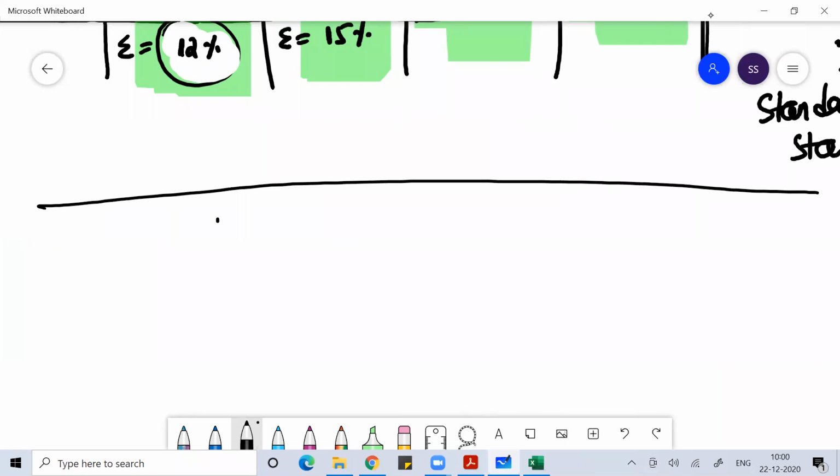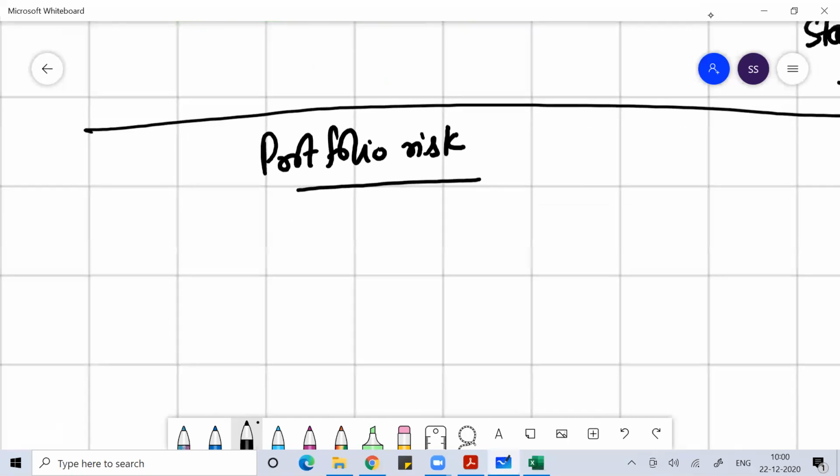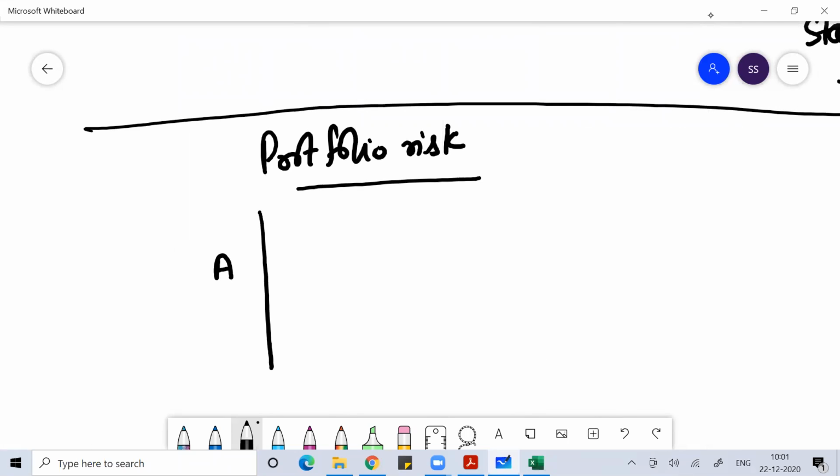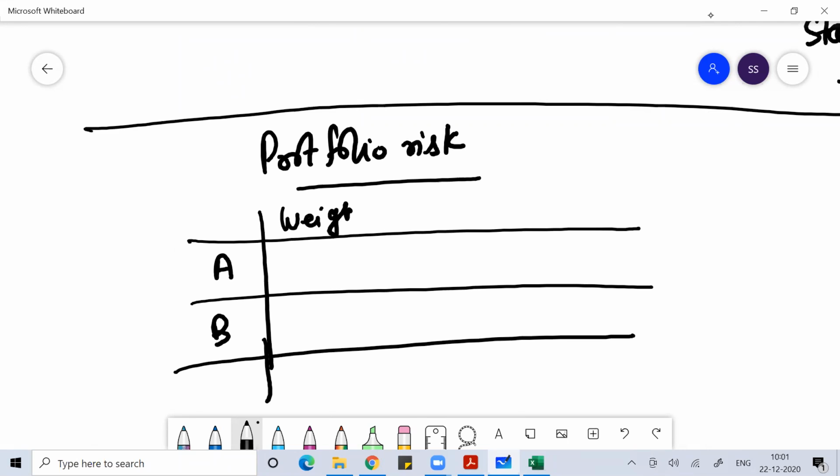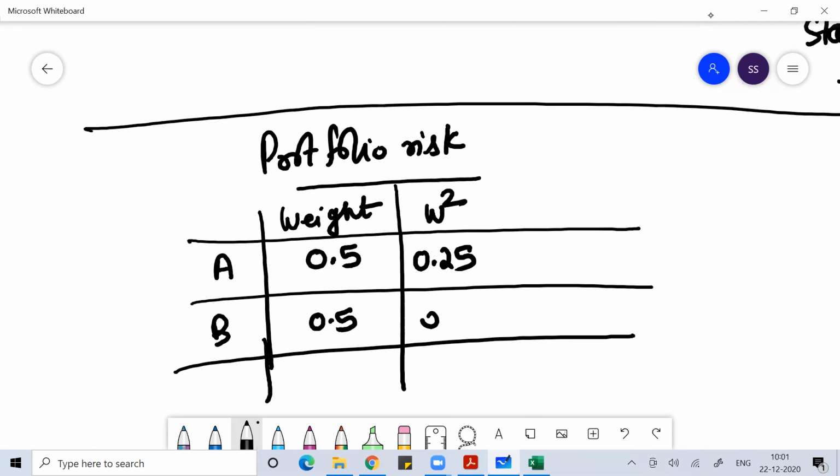So if I talk about portfolio risk of stock A and stock B, their weight, I'm putting equal money in both of them, is 0.5. Okay, so this is their weight. You can do the square of that, you'll get 0.25.